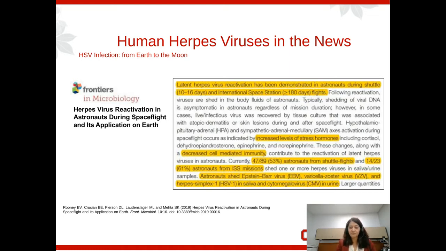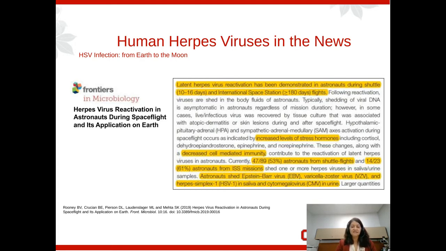What they found, interestingly, was that herpes viruses were detected in these astronauts. About 53% of the astronauts in the shuttle flights were positive, and 61% of the astronauts from the International Space Station flight were also positive. These were being shed in their body fluids, and some were even cultured on tissue culture, which means that these were live viruses.